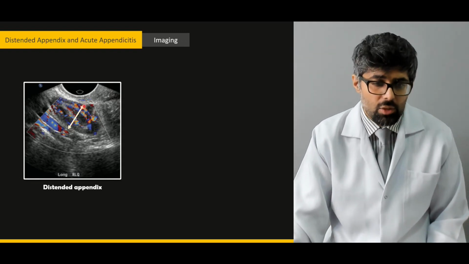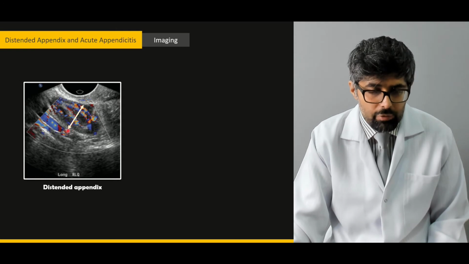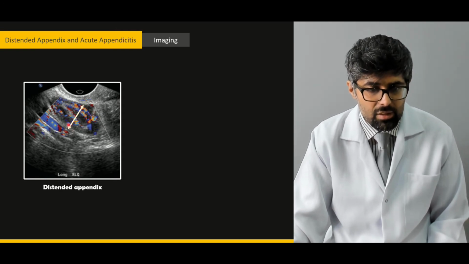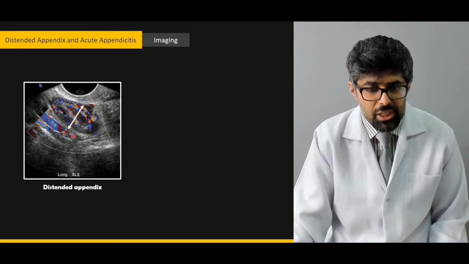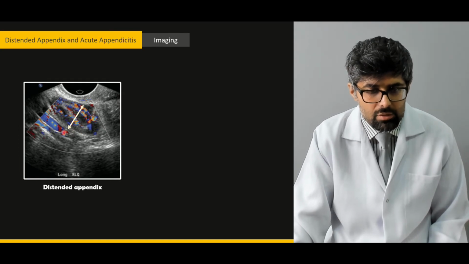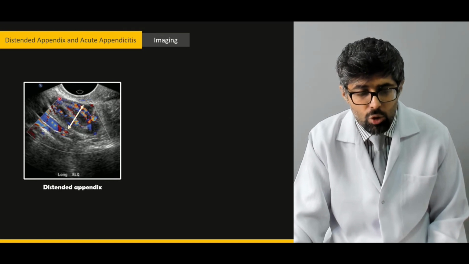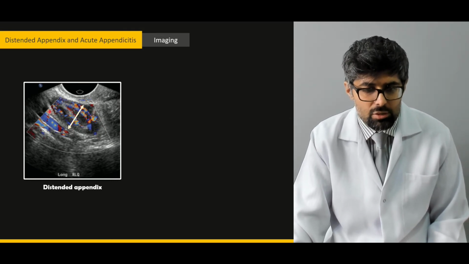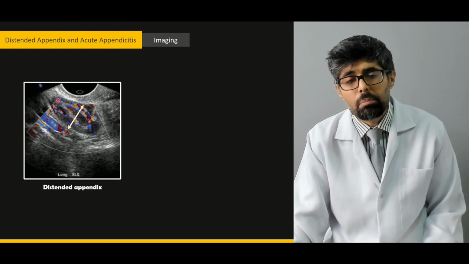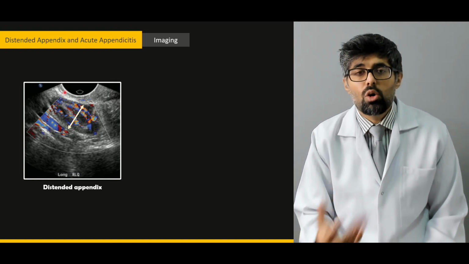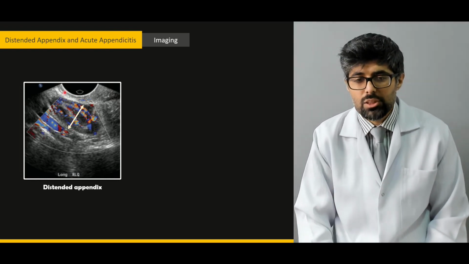In this ultrasound, we can see that the lumen of the appendix has distended. There is edema present around it. This is the edema that is present, and its walls are thickened. So this is a distended appendix which can cause acute appendicitis.